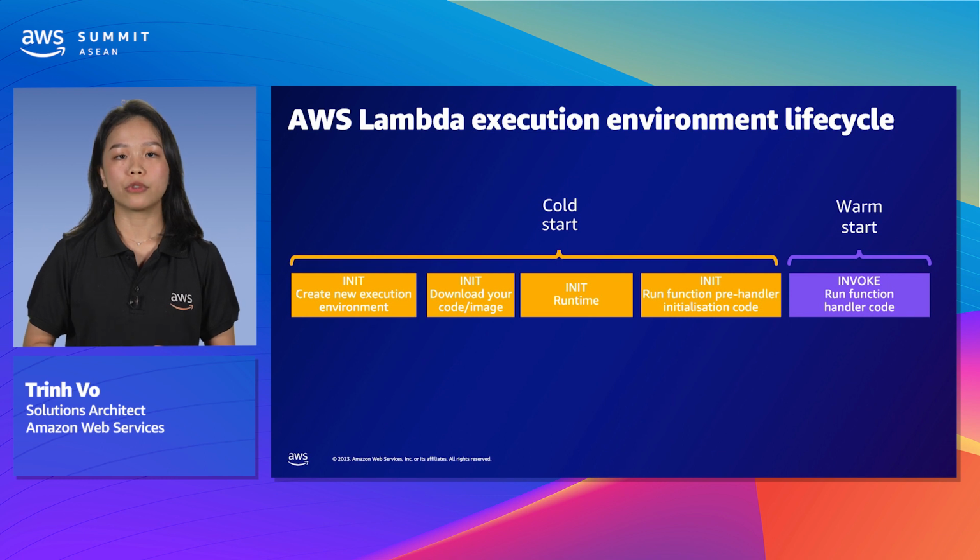Lambda functions run in an execution environment or sandbox that is dedicated to the function. As I have mentioned, a Lambda function is an event-based compute, so each sandbox only processes a single event at a time. There are three phases in an execution environment lifecycle: the initialization phase, which we call the cold start, the invoke phase, and the shutdown phase that is not shown here.